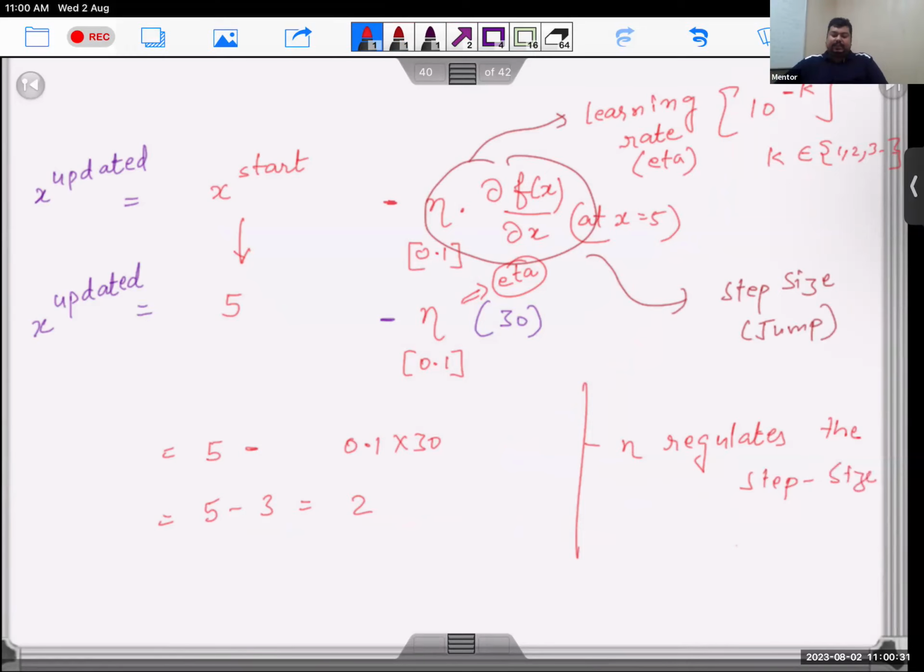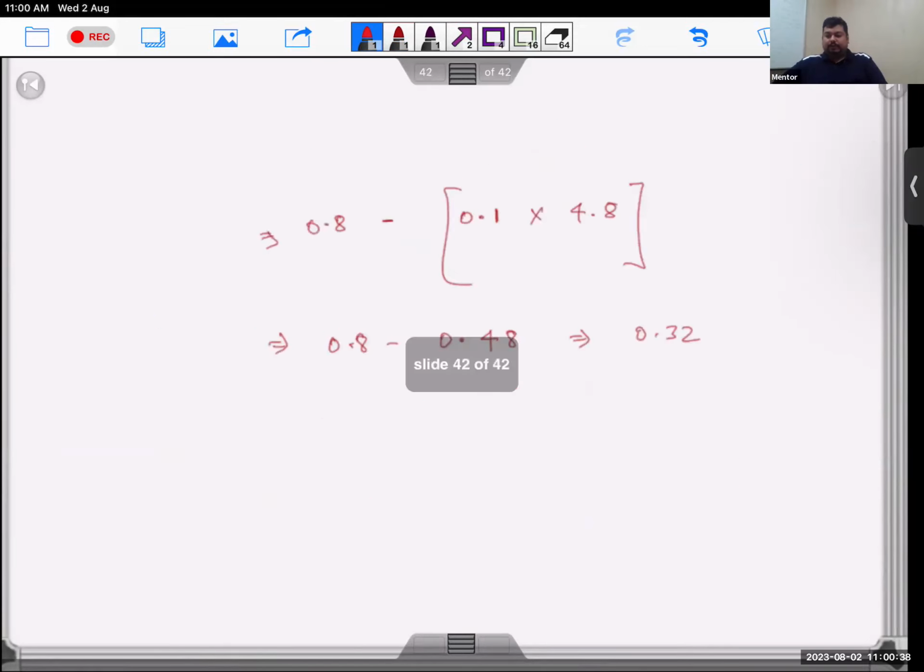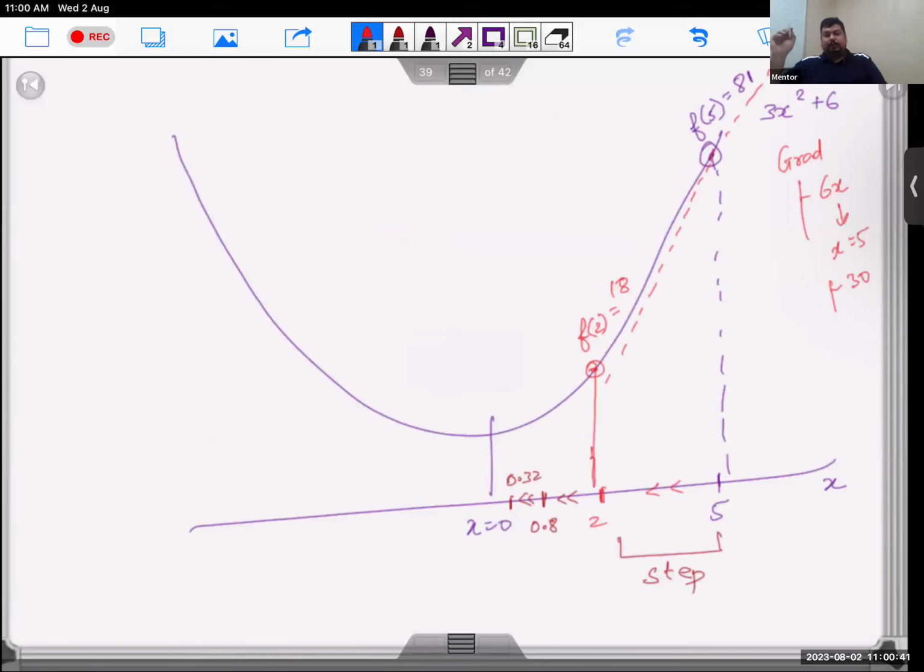Let's say eta is 0.5. Just imagine eta is 0.5. What will happen? Will you overshoot or will you be okay? If you were at 5, eta is 0.5, where will you end up? So you are at 5, eta is 0.5, and the gradient was 30. So this is 5 minus 15, which is minus 10. You overjumped, right? Yes or no? So what can you say about it? If you were at minus 10, can you tell me where will you end up?